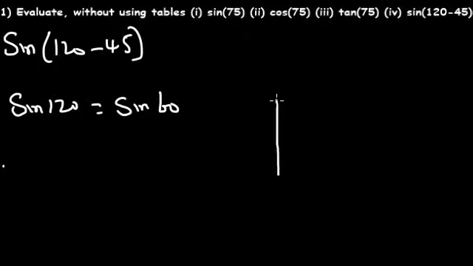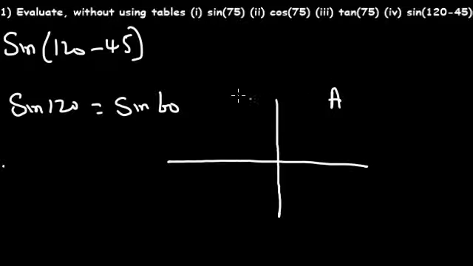We know that if we have our quadrants this way, in the first quadrant, all the trigonometric functions have positive sign. Second quadrant is sine, third quadrant is tan, and the last quadrant is cosine.